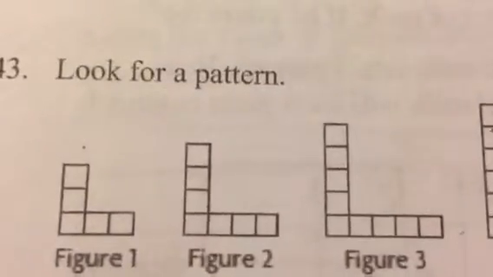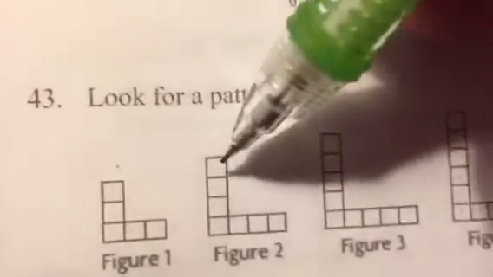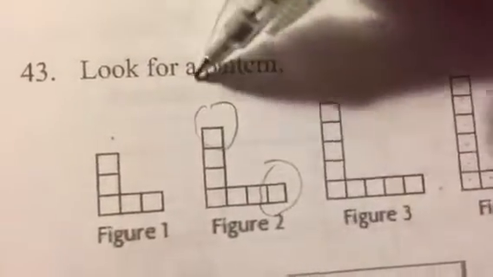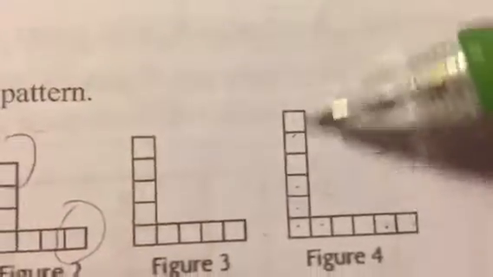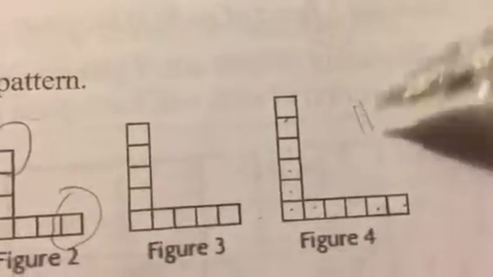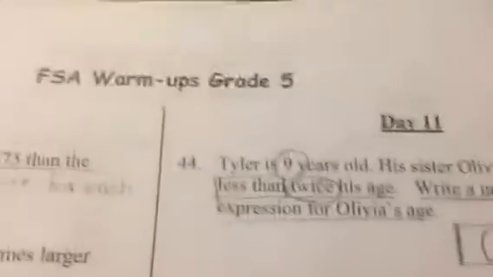Looking at number 43, it's pretty simple to identify this pattern. I can see that each time they are just adding 1 here and 1 here. So the rule is add 2. And if I were to continue this pattern, I can see that this one right here has 5 going up and 5 going across, plus the one in the middle, so it has 11. And if I were to use that rule, add 2, I would now have 13.